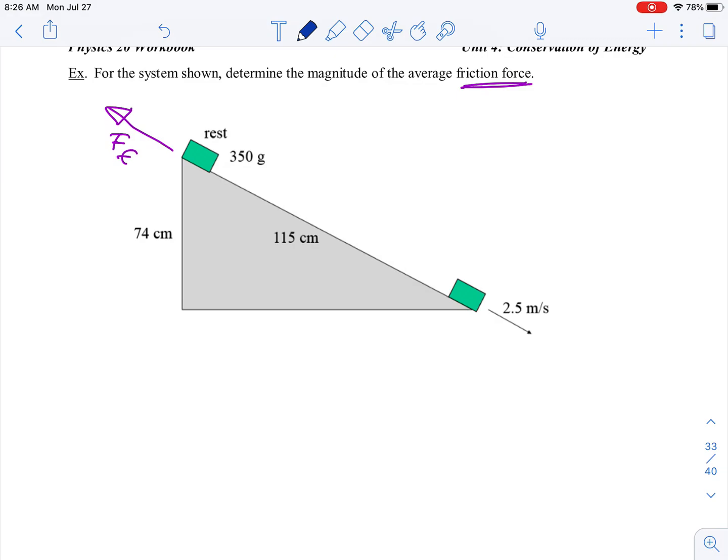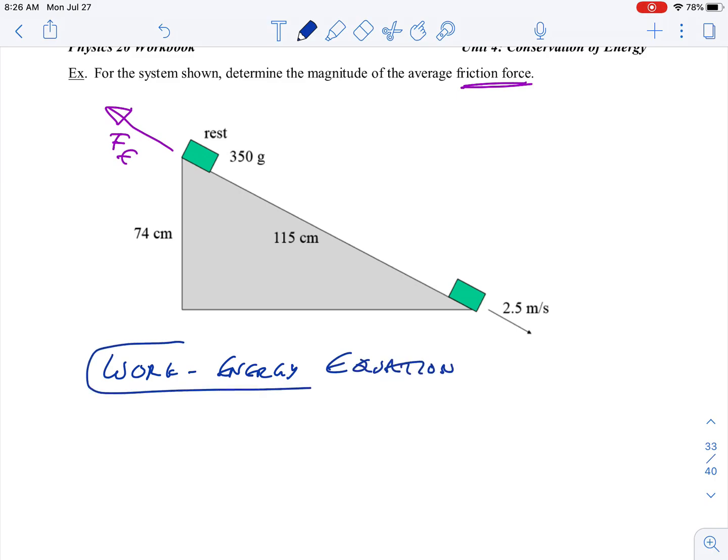The principle that we typically use here is called the work energy equation. Just make sure you spell it properly. Now I'm going to briefly show you where this actually comes from. We have work equal to change in energy. So there's the work energy equation.